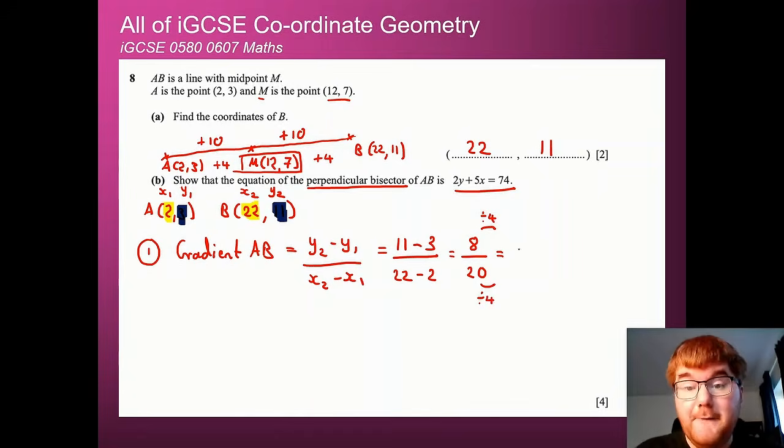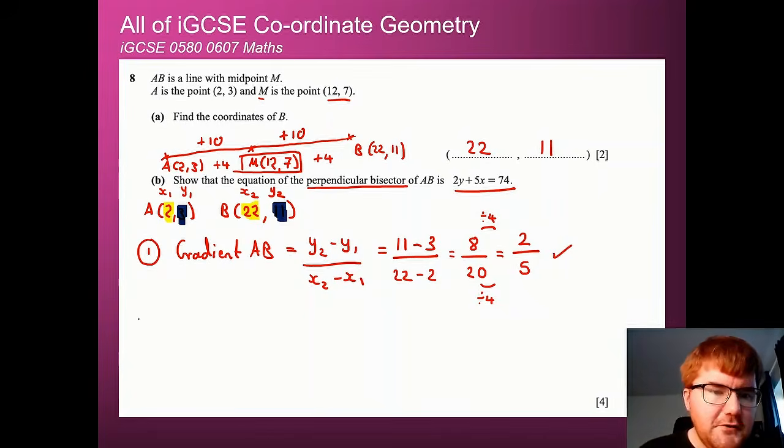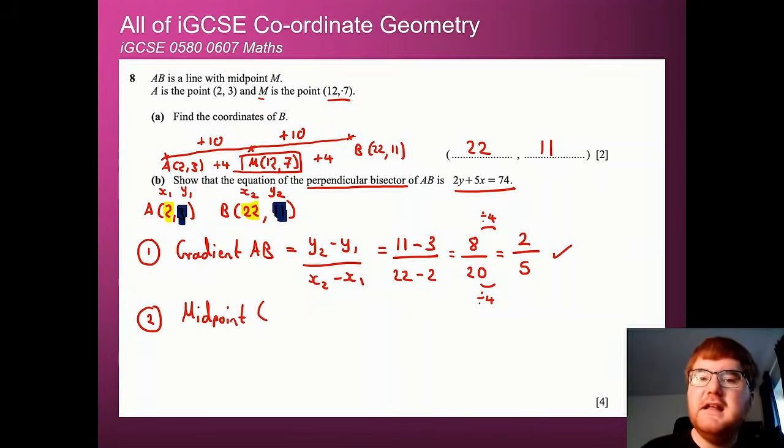8 divided by 4 is equal to 2. 20 divided by 4, how many 4s in 20? That's going to give you 5. So the first step is to work out the gradient. Now step 2 would normally be to work out the midpoint, but we already have that in the question, which is very useful. So I'm going to write it down again. So our midpoint here is 12, 7. We'll come back to that in a moment.